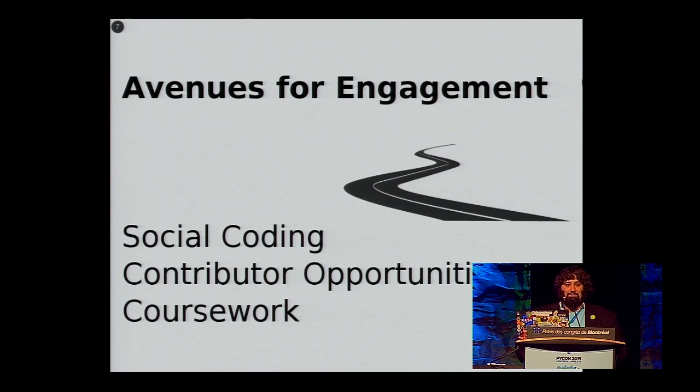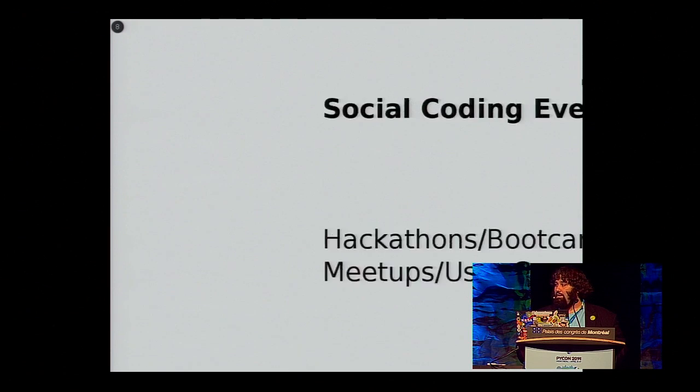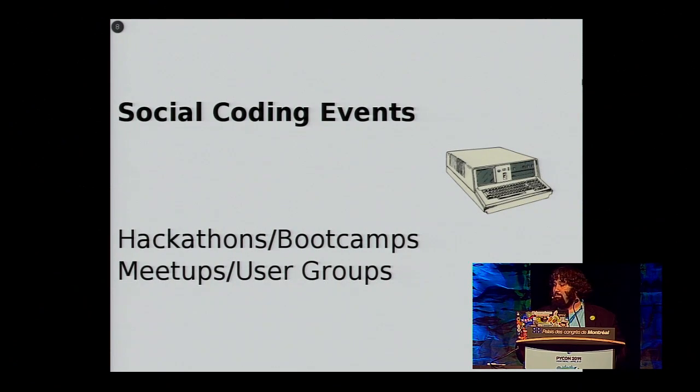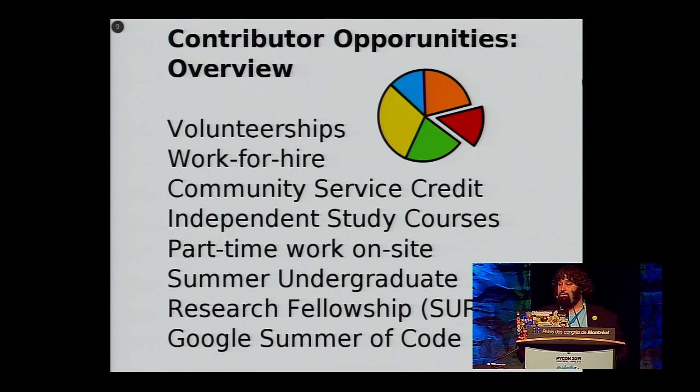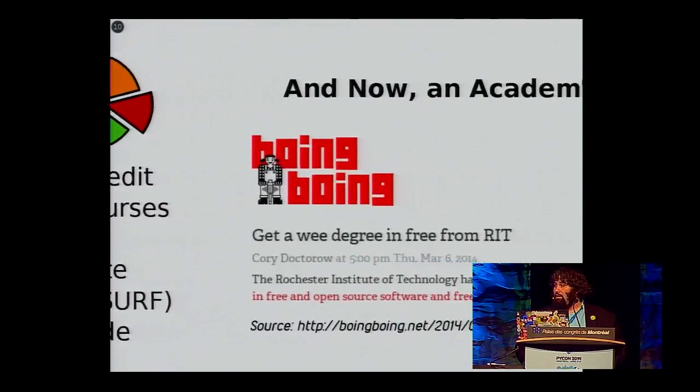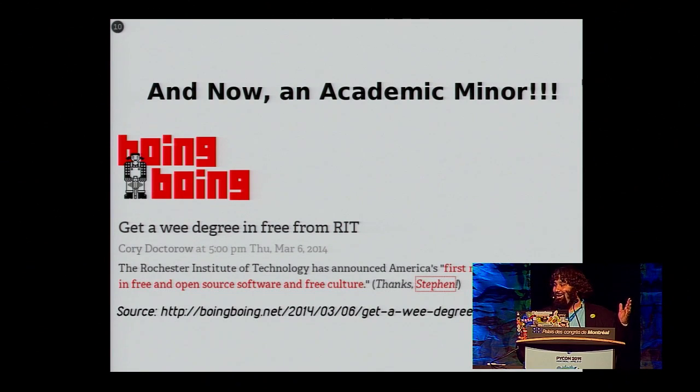There are a number of avenues for engagement with the program, and I've mentioned it here at PyCon a number of times. All of you have been growing with us at RIT, and we're really thankful for the opportunity for our students to engage with the Python conference through social coding events like this, as well as boot camps, hackathons, and meetups. Our students contribute in a number of ways, like volunteering, getting jobs, doing contract work, independent studies where they get credit for continuing their research, part-time work, undergraduate research, and Google Summer of Code. And now, announcing the first academic minor in free and open source software and free culture at a university in the United States.